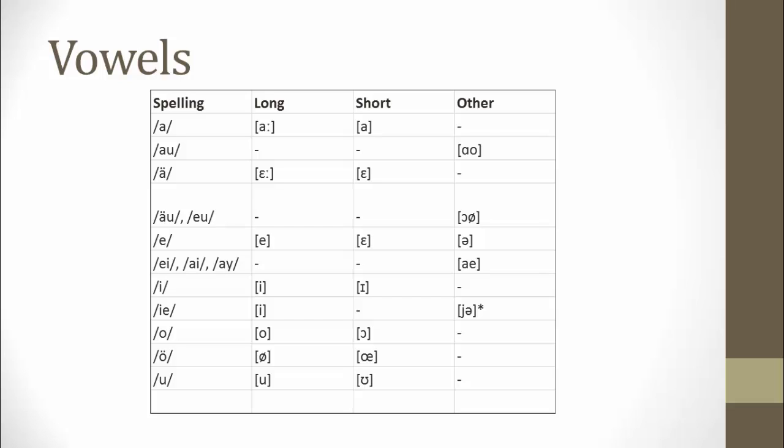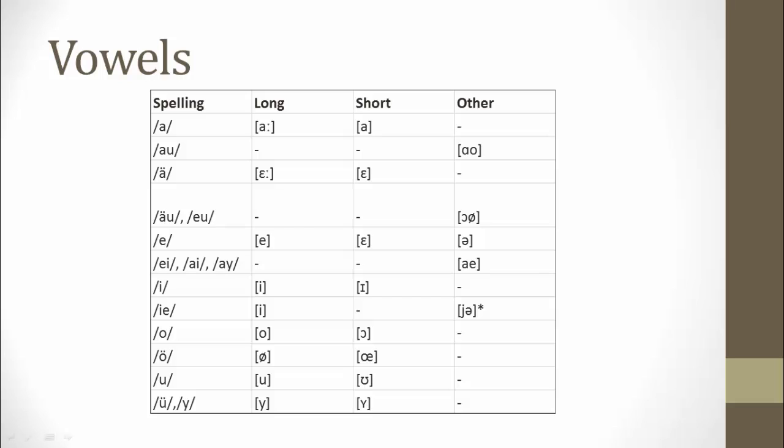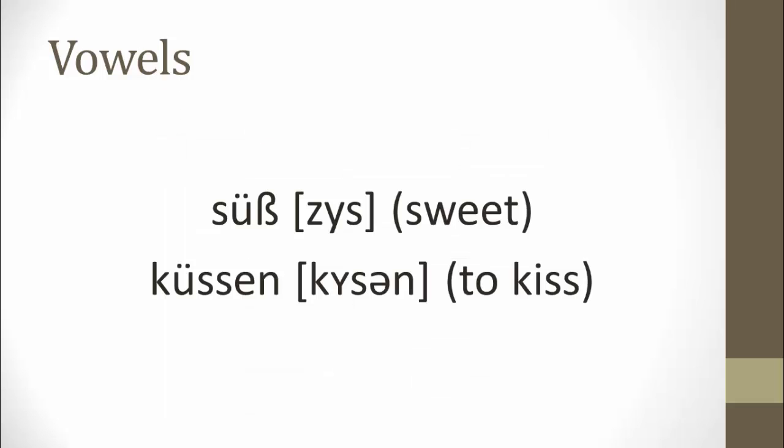And for the U spelling, we have U and O: Ruh, Mutter. And with the U umlaut and Y spellings, Ü: süß, küssen.